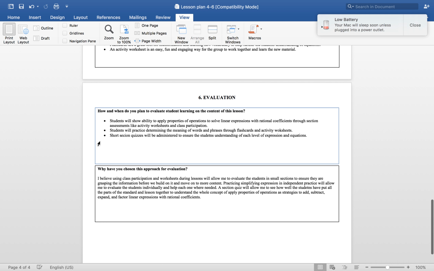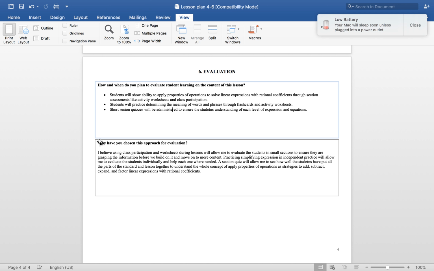And our last section, evaluation, is going to be how and when I evaluate the students and their learning of the content. Students will show ability to apply properties of operations to solve linear expressions with rational coefficients through section assessments like the activity worksheets and class participation. They will practice determining the meaning of words and phrases through flashcards and more activity worksheets and class discussions. And then a short section quiz will be administered after each of our sections to ensure that they are understanding each level of expressions and equations.